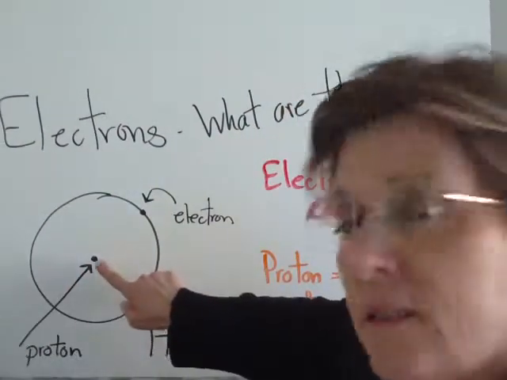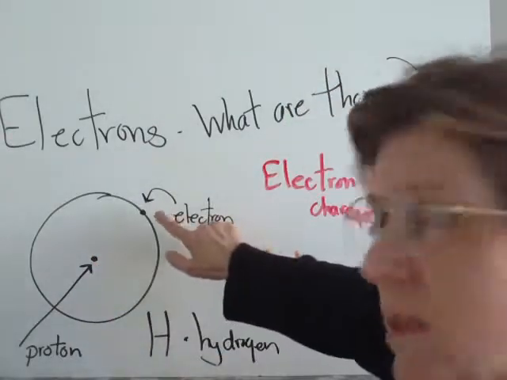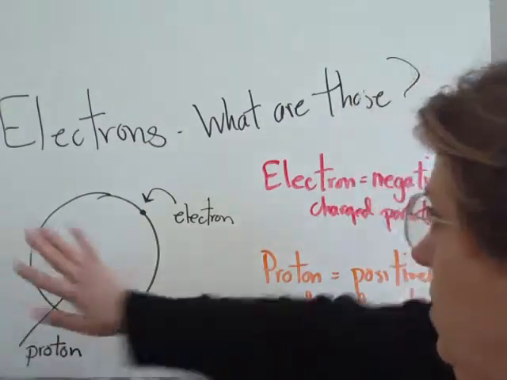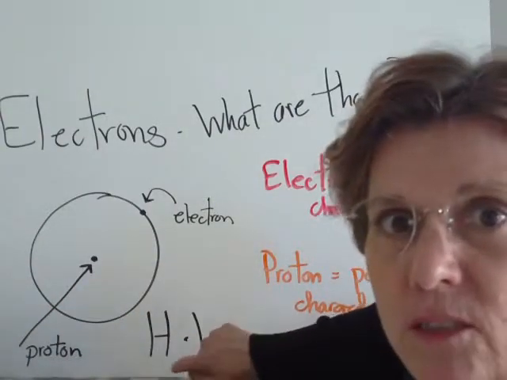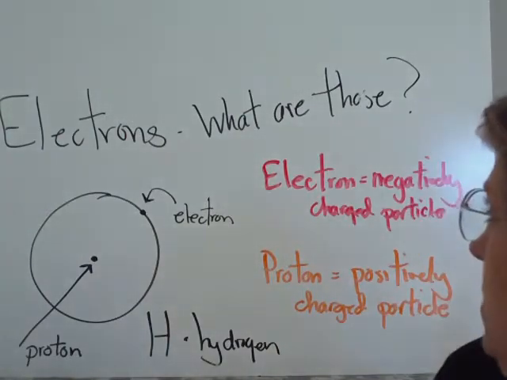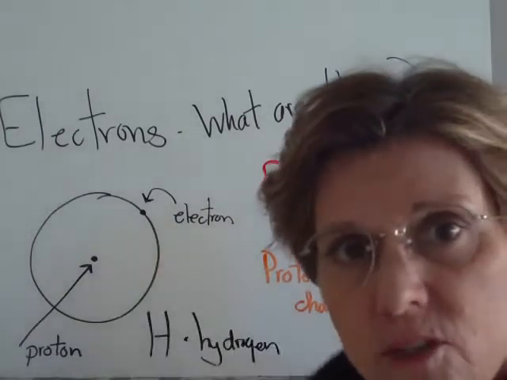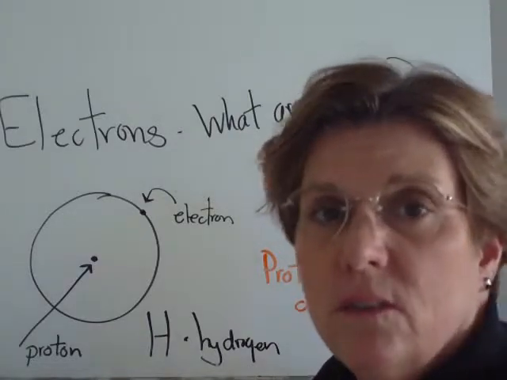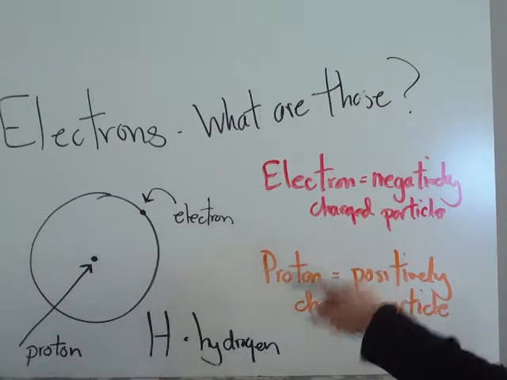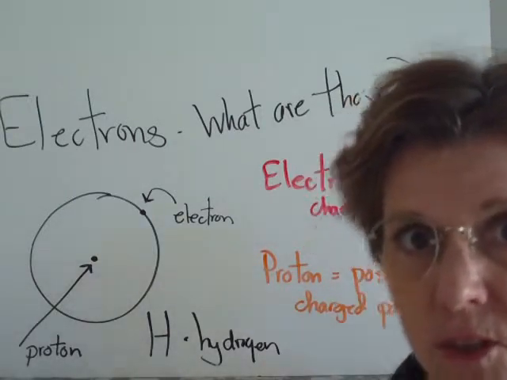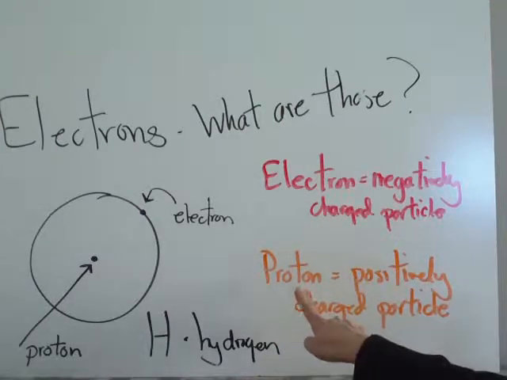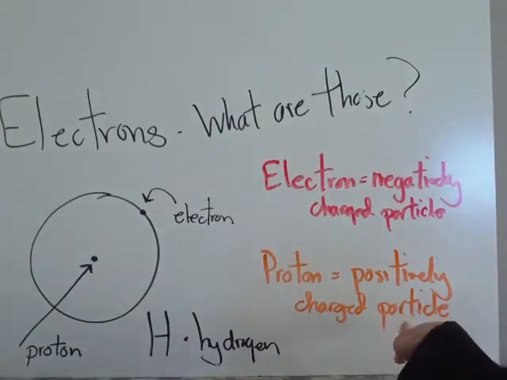It's got one proton in its nucleus, and it has one electron in one shell outside of the proton. The symbol for hydrogen is a capital H, and here I have it written out, hydrogen. Electrons are negatively charged particles that surround the nucleus of an atom. An electron is a negatively charged particle. A proton is a positively charged particle. So again, electron, negatively charged particle; proton, positively charged particle.